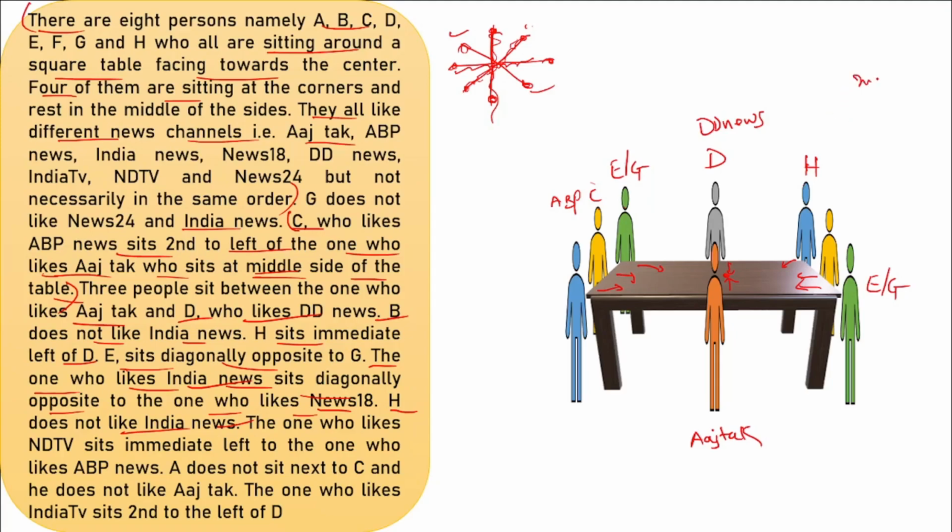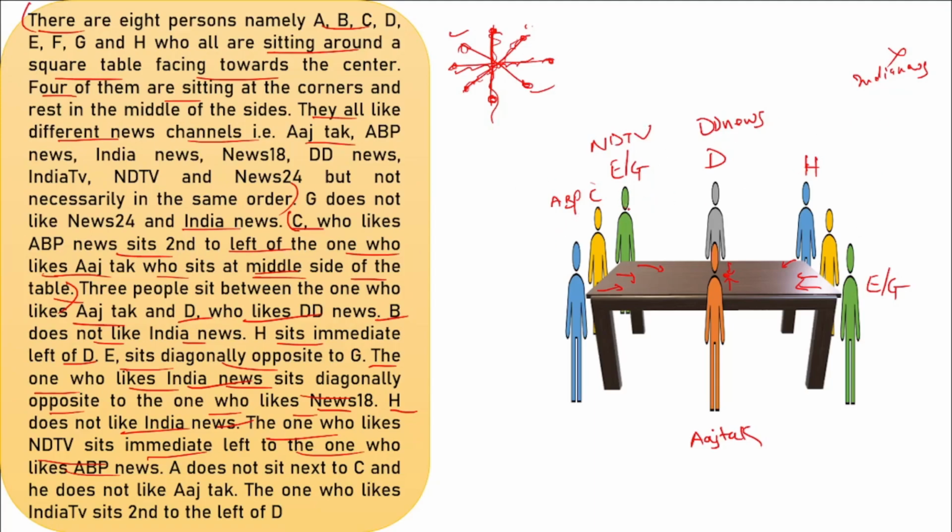So just write here India News and cut it. So you will remember, will not forget. The one who likes NDTV sits immediate left of the one who likes ABP. So ABP News is liked by whom? C likes ABP. So NDTV would be this guy. Okay. So this condition gets eliminated here.